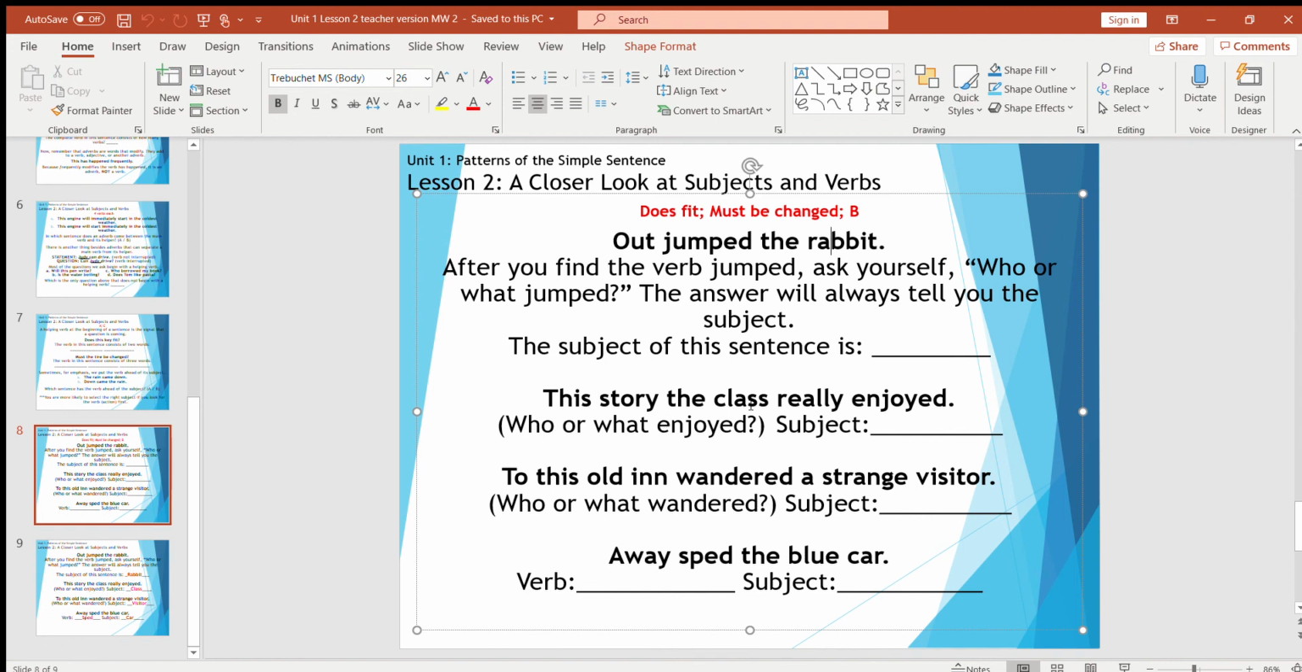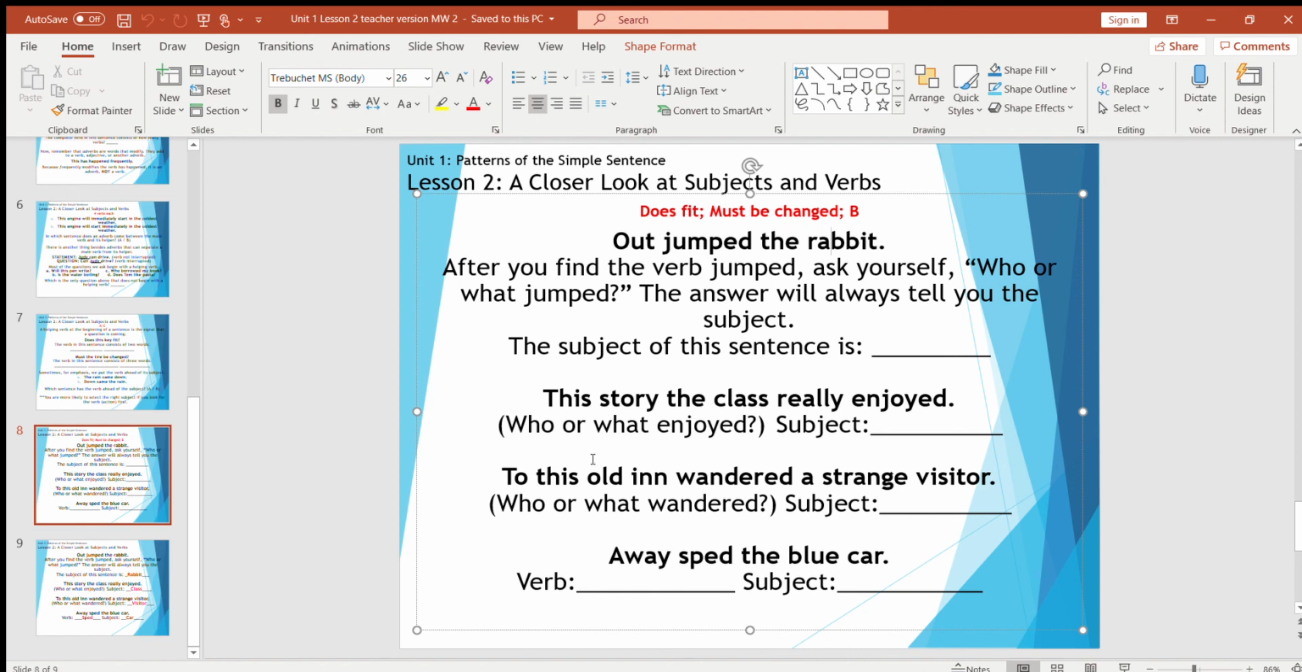So this story the class really enjoyed. So again, this is kind of weird. It isn't like subject first, like the way English usually is. So you gotta ask yourself, what is the verb here? What's the action? Enjoyed. So who or what enjoyed? Oh, the class enjoyed. What did they enjoy? The story. So it's not that the story enjoyed the class, enjoyed the story. That helps you find the subject correctly.